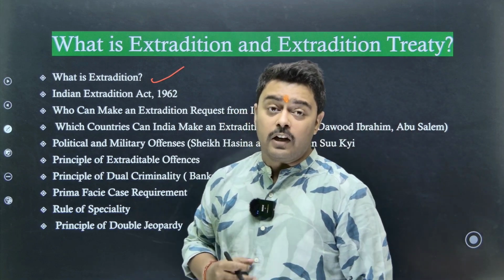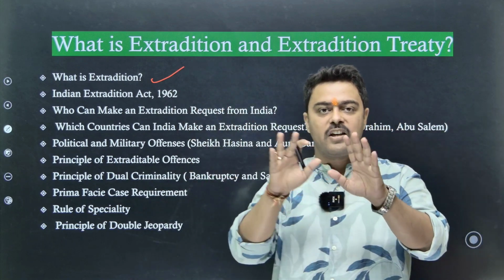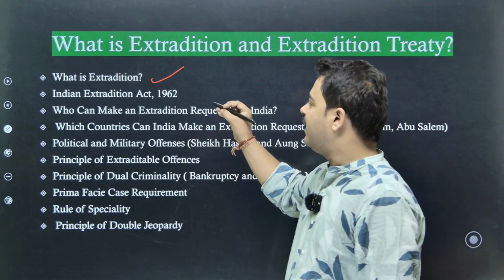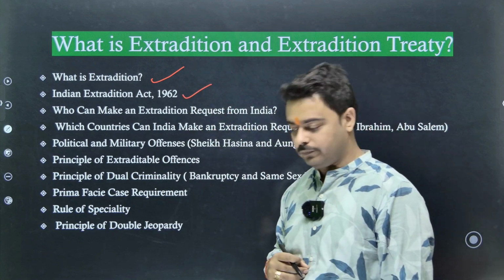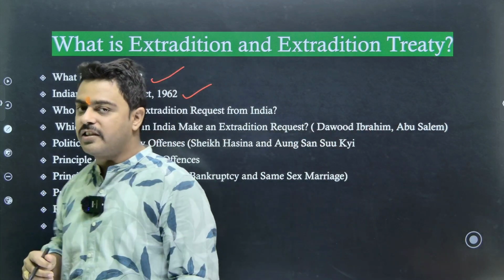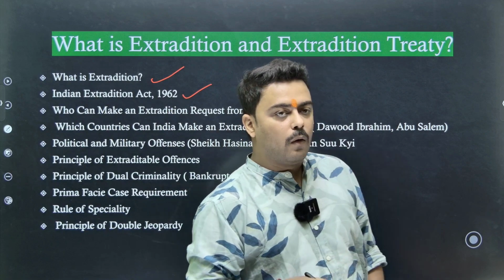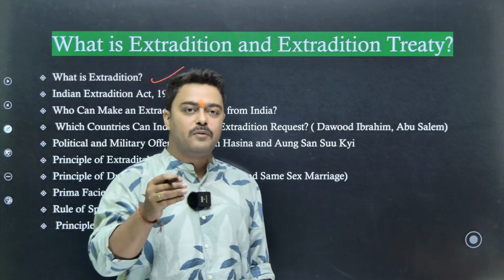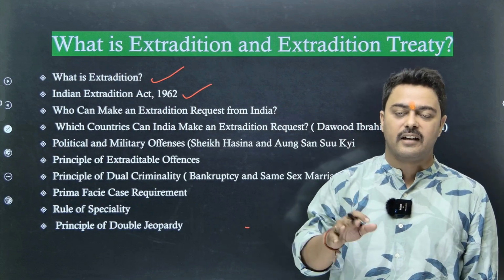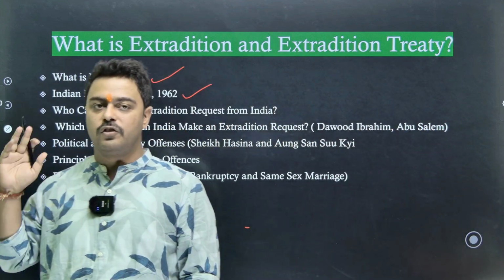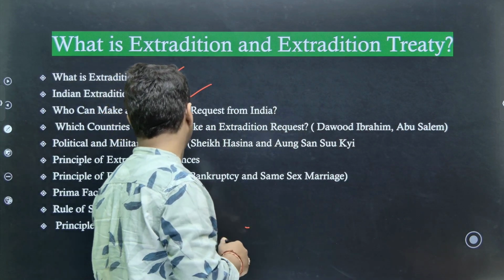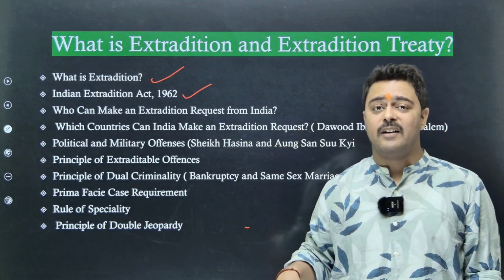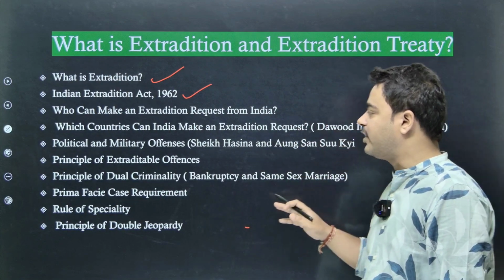Okay. Now, this whole proceeding of extradition is governed through the Indian Extradition Act 1962. The Indian Extradition Act 1962 was formed as a mechanism to extradite criminals. At that time, some Chinese came to India and committed some crime, and they flew away to China. So the Indian Extradition Act 1962 is the act through whose provisions all this process of extradition and extradition treaties is carried out.